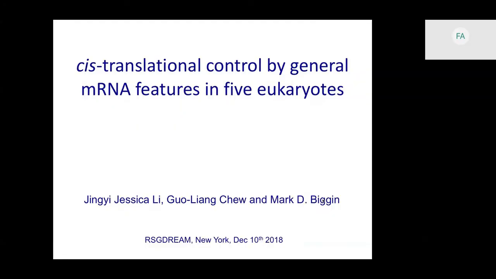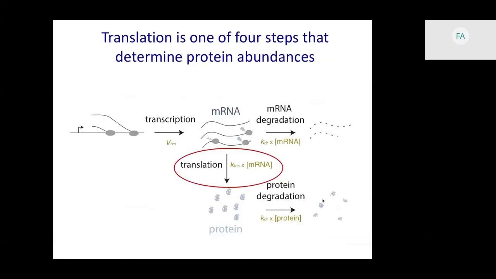Okay. So, translation is one of the 4 steps that determine the abundances of proteins in a cell. And today, I'm going to describe quantitative models for many of the biochemical mechanisms that control translation rates.